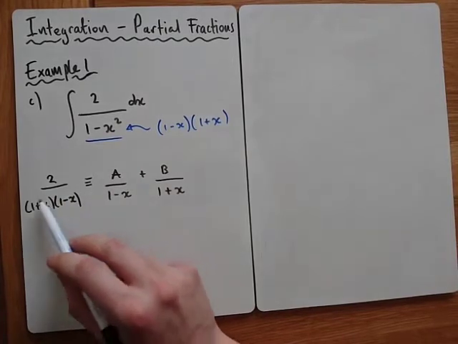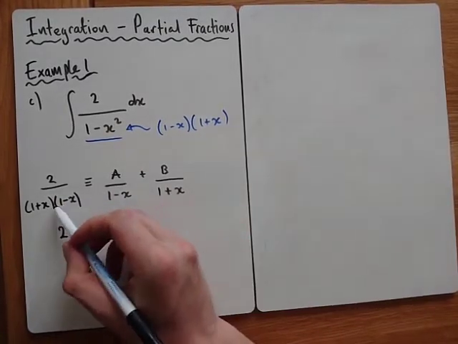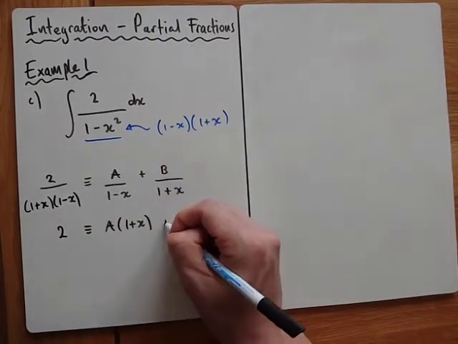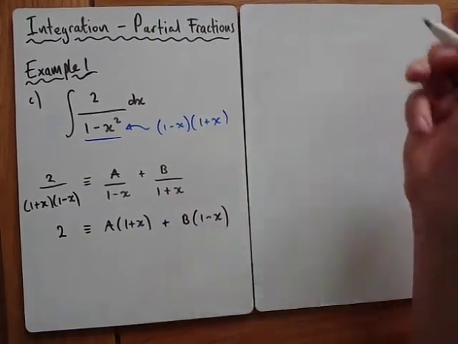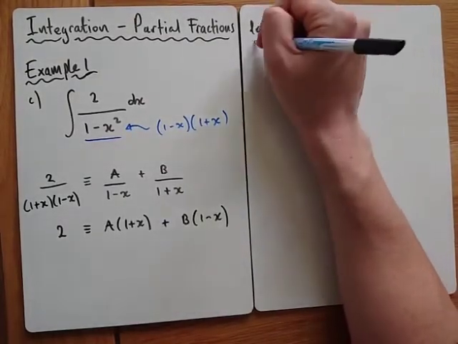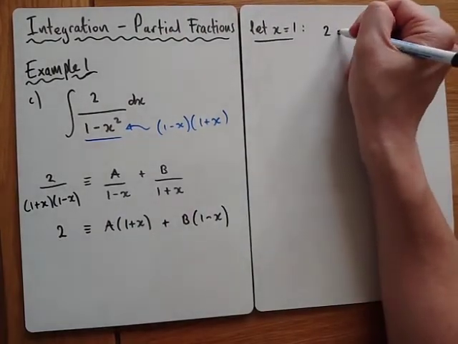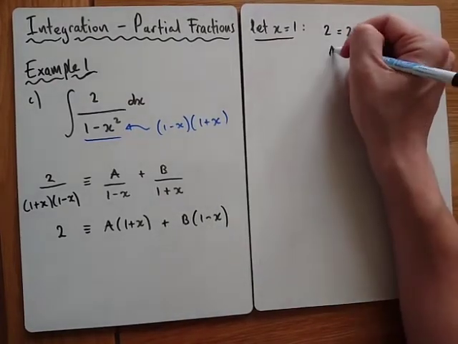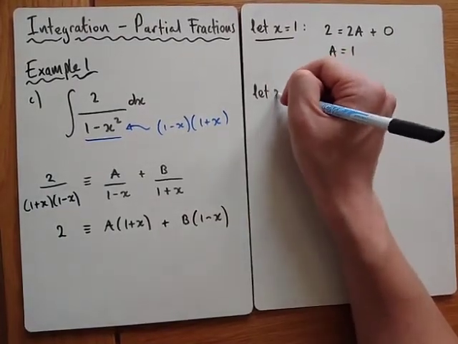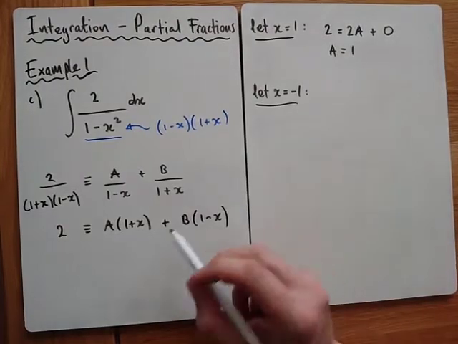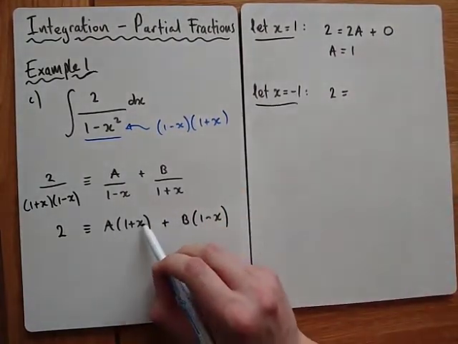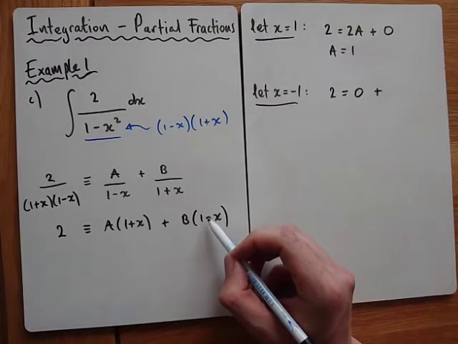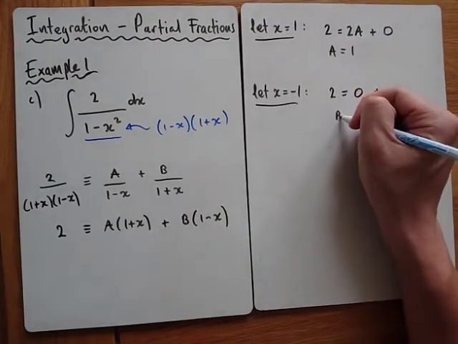So if we multiply up to get rid of our fractions, 1 minus x cancels and you're left with a times 1 plus x. 1 plus x cancels, so you're left with b times 1 minus x. Let's let x equal 1. So 2 would equal 1 plus 1, 2a, plus 0. A equals 1. Let's let x equal minus 1. So 2 would equal 1 minus 1, so that would be 0, and then we get 1 minus minus 1, so that would be 2b. So b would also equal 1.